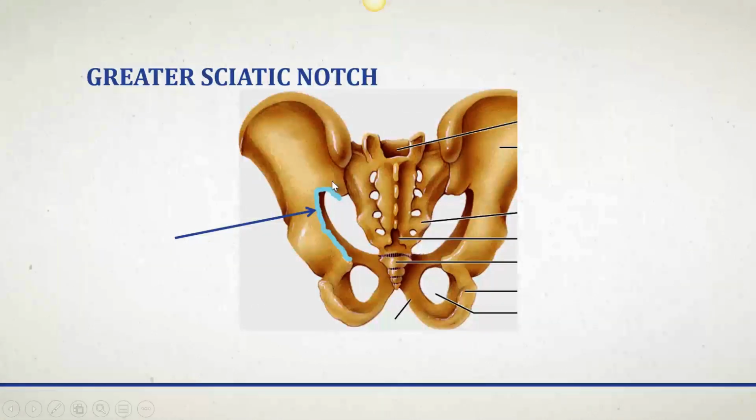In the back, you have the sacrum, and then the coccyx, and then you have this arch of the pelvis, and that's the greater sciatic notch. What nerves do you think go past this sciatic notch? Sciatic nerve.